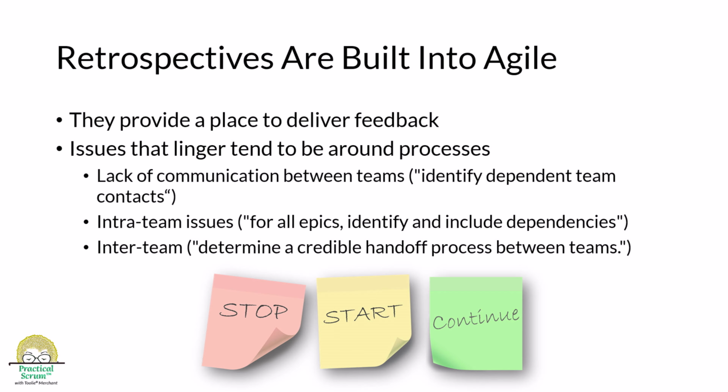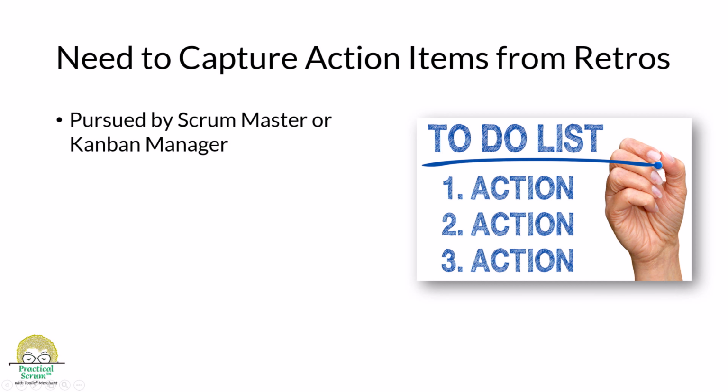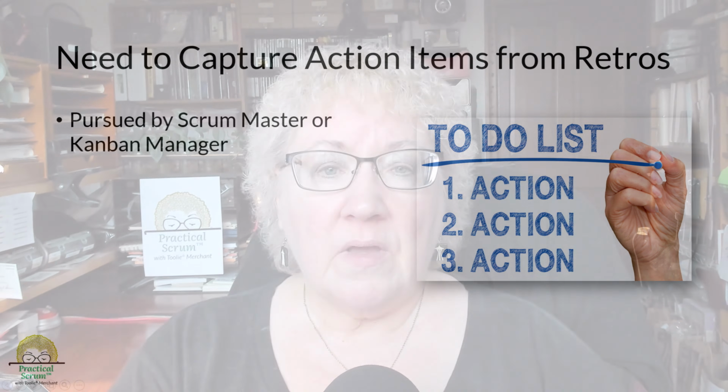Regardless of the style of retrospective you use, you need to have a place to capture action items that the Scrum Master or Kanban manager can pursue on behalf of the team. You may be the one who commits to completing the task, or you may be the one tracking down the appropriate person to follow through. Visibility of progress on those work items is very important. Retrospectives lose their value if it seems like no one is paying attention.